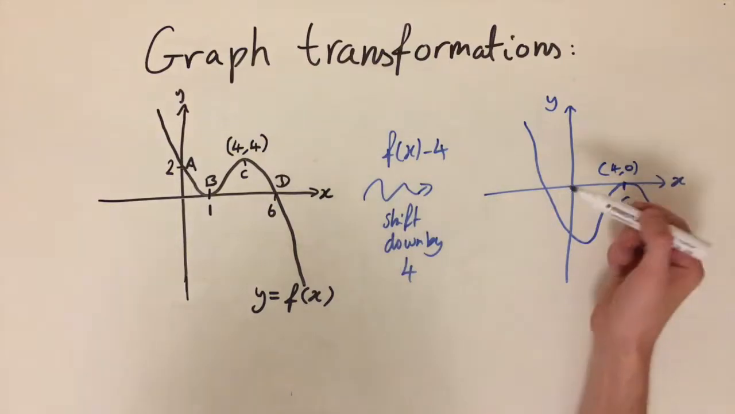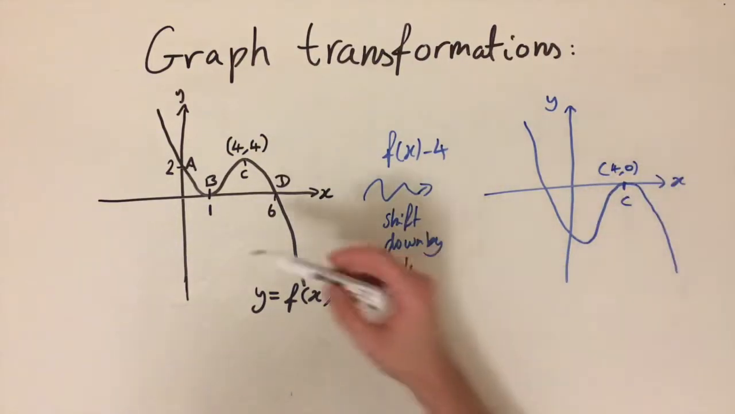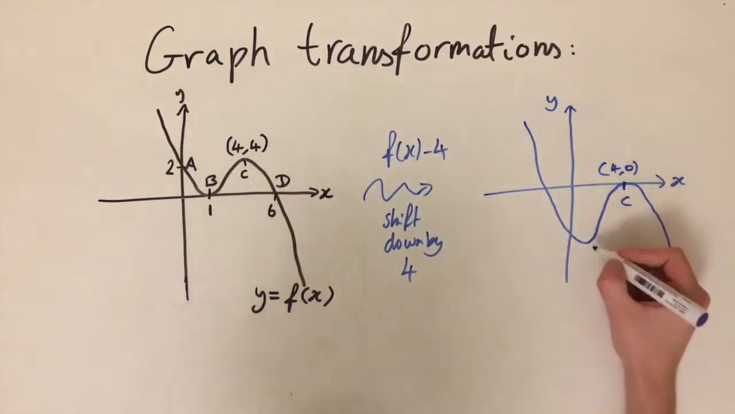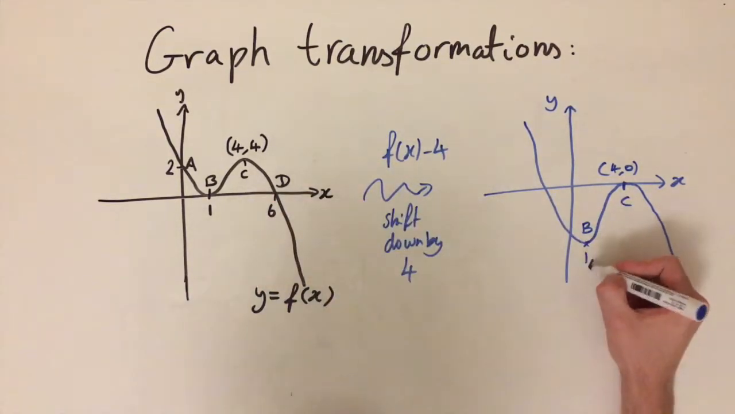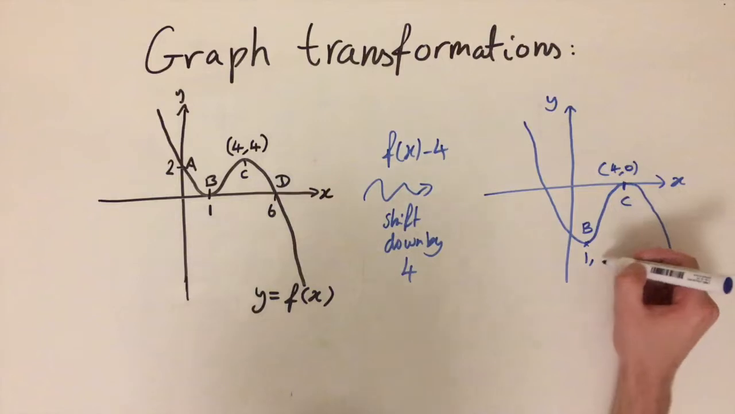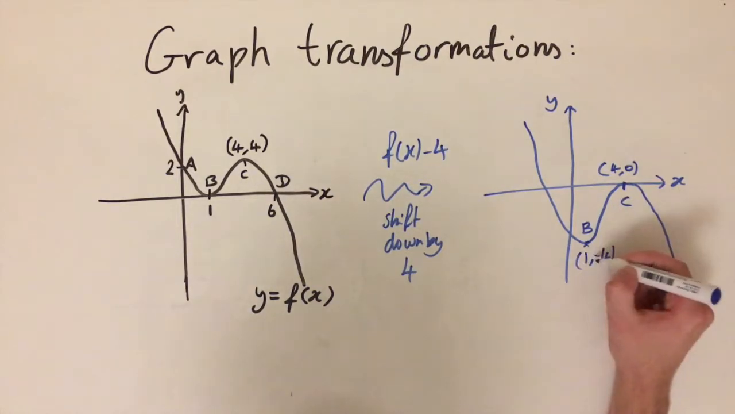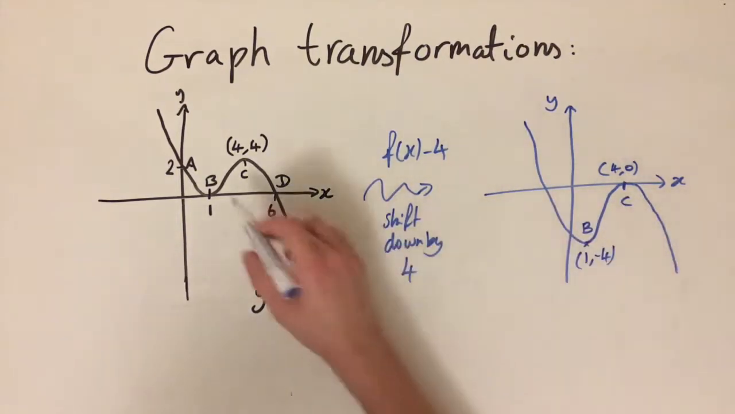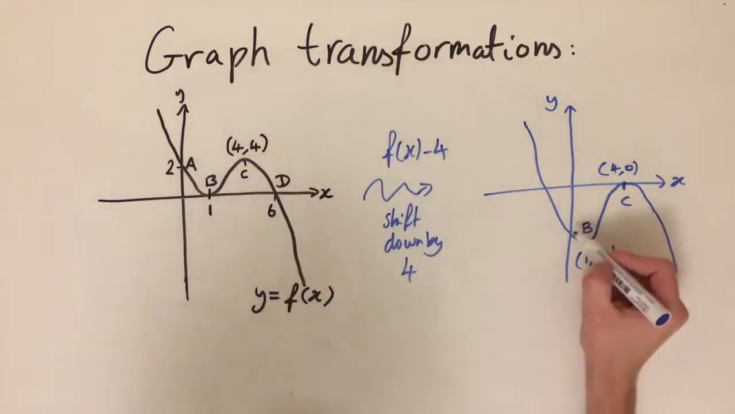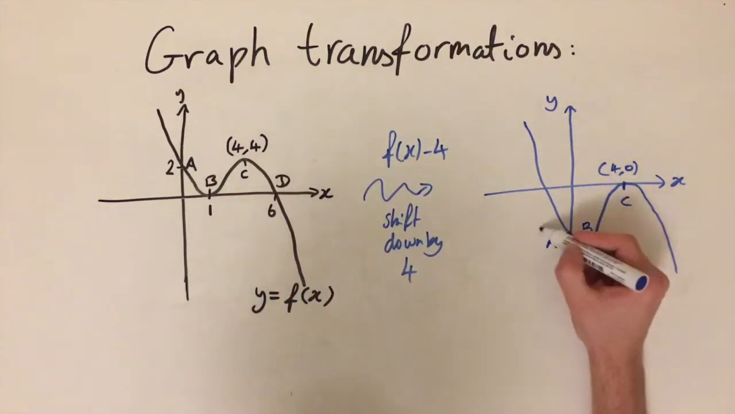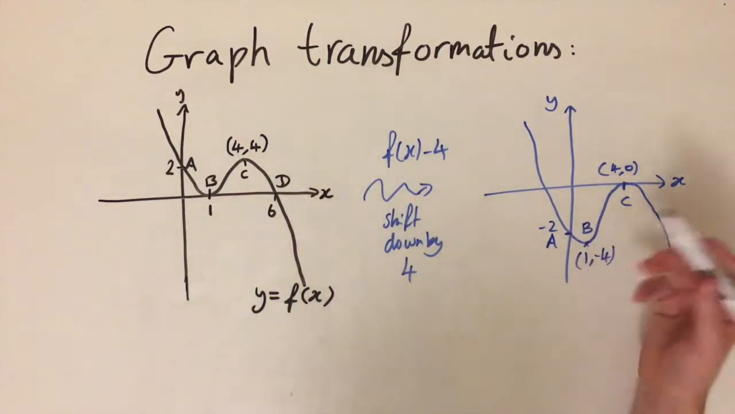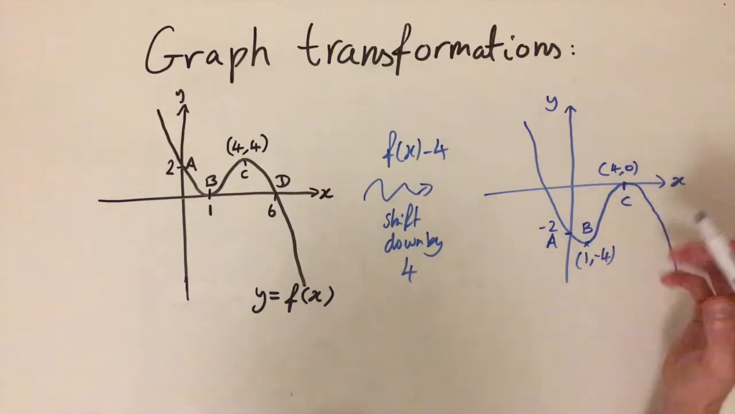We just subtracted 4 off the y coordinate. And then B, this is point B. The x coordinate hasn't changed, so we can just write 1 here. But we have subtracted 4 off the y coordinate, so this is now 1, minus 4. And then A, this point here is A, the y-intercept. Now we subtracted 4 off it, so this is minus 2. It isn't drawn very to scale, but that's not that important. We're just interested in the numbers.